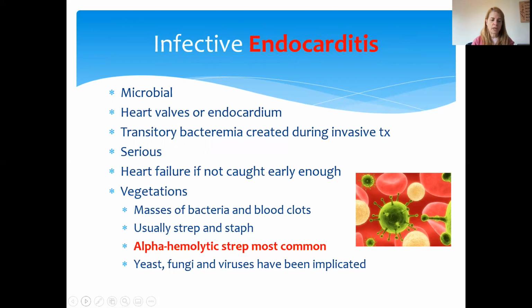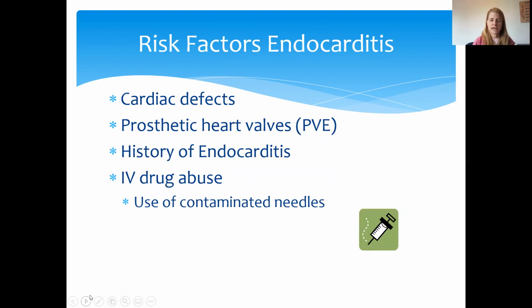Masses of bacteria and blood clots on the heart valves can cause the heart to fail unless the infection is controlled. Almost any bacteria species can cause infective bacterial endocarditis, but it's usually a strep, specifically the alpha hemolytic strep, and staph bacteria can also cause infective endocarditis. Cardiac defects, prosthetic heart valves, a history of endocarditis, and IV drug abuse can be risk factors for endocarditis.